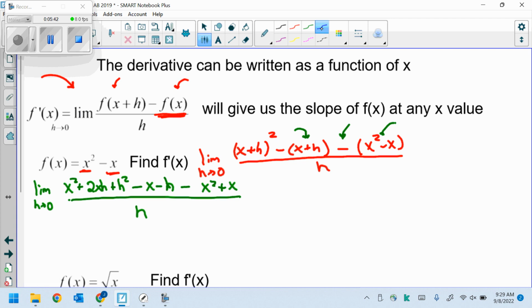But I think we notice that this x squared and this x squared, gone. We got negative x plus x, gone. And it's not unusual to see this entire thing, this f of x, go away. It should happen every single time. If it doesn't, you've made a mistake. And now everything that's left has got an h in it.